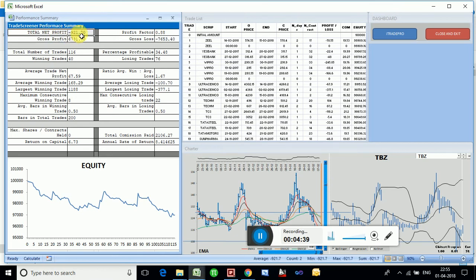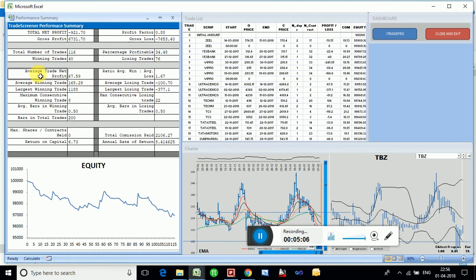Why I'm in loss is because some commission is also being paid, and the profit factor is 0.8. This is very bad. I need at least more than 1.2 or 1.3 to break even. So total number of trades were 116, winning were 40 and losing were 76. So the percentage is 34. This shows that the conditions which I've put in the application are not good, and I should not be using them for my trades.